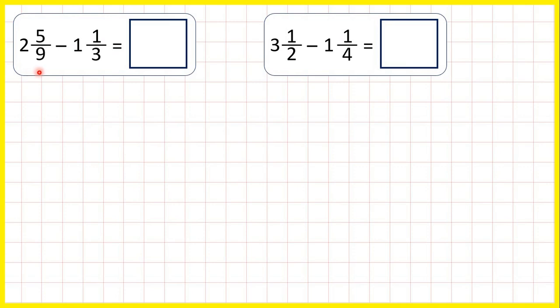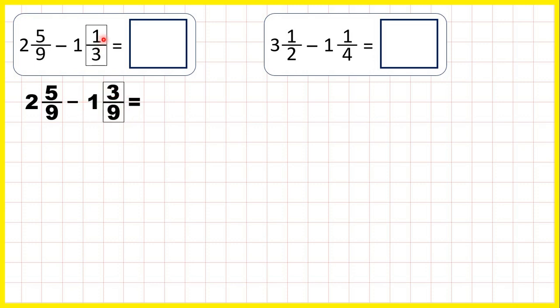We have 2 and 5/9 minus 1 and 1/3. But to subtract fractions, we need the denominators to be the same. 9 is in the 3 times table, so we need to find an equivalent fraction to 1/3 which has a denominator of 9. So rather than 2 and 5/9 minus 1 and 1/3, we can rewrite our question as 2 and 5/9 minus 1 and 3/9.